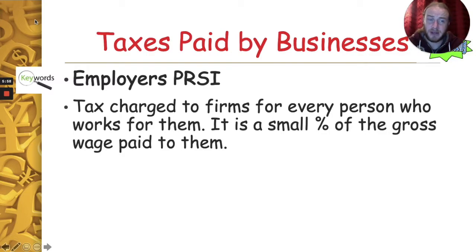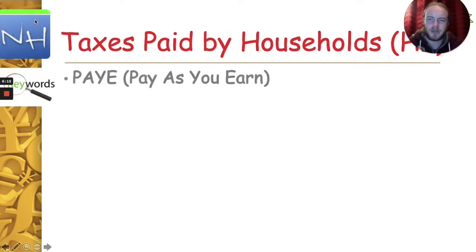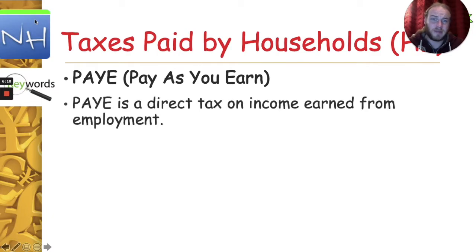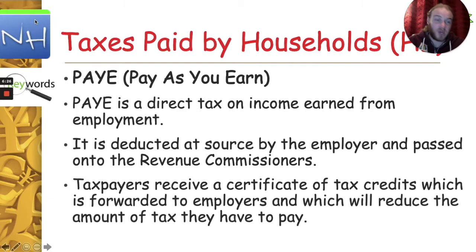PRSI stands for Pay Related Social Insurance, of course, and it's a tax charged to firms for every single person who works for them. It's a small percentage of the gross wage that's paid to them, and it's used to fund payment claims made to the Department of Social Protection, for example, jobseeker's benefit, etc. So it's the exact same as employee's PRSI, but the employer also has to pay a portion on top as well. Okay, PAYE, you're familiar with the idea of pay as you earn. It's a direct tax on income from employment, and it's taken at source. So basically the employer takes it off and gives it straight to the government, i.e. the Revenue Commissioners. The employee never sees it.